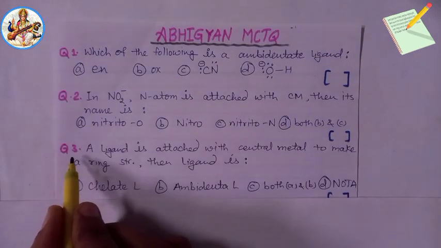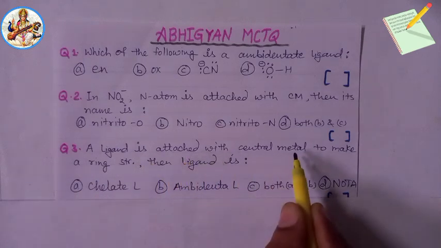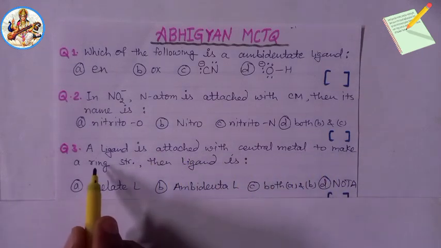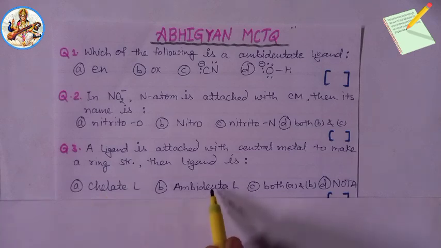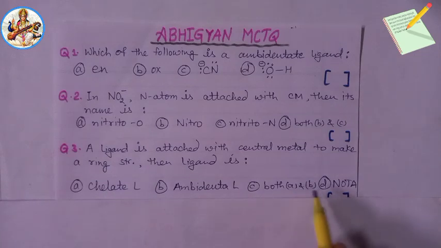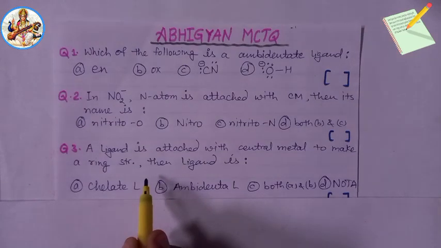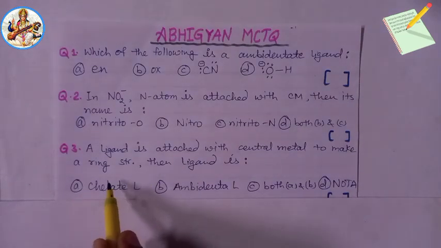Now question three: a ligand is attached with a central metal to make a ring structure. Then the ligand is a chelate ligand, an ambidentate ligand, both A and B, or option D, none of the above. The answer will be chelate ligand.